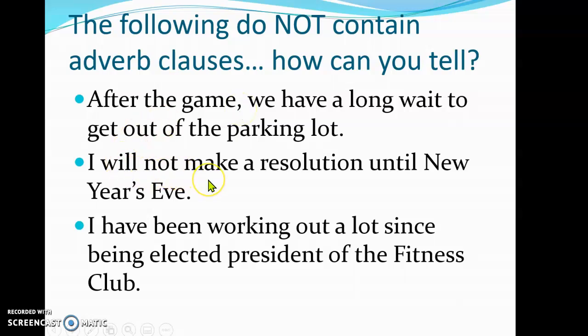Same with this. I will not make a resolution until New Year's Eve. Until New Year's Eve, you might think, oh, adverb clause, it starts with that subordinating conjunction. But New Year's Eve is not a sentence by itself. And finally, I have been working out a lot since being elected president of the fitness club. Since being elected president of the fitness club, there's no subject here. There's an action, there's a predicate. If it says since I was elected, then it would be an adverb clause, but it's not.